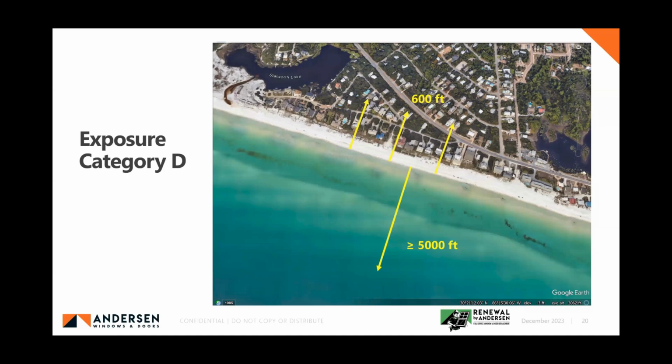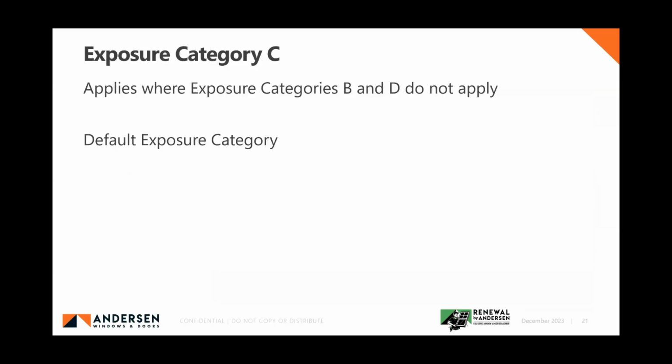Okay. So for exposure B, you have to have a certain amount of roughness around it. And exposure D applies if you're located near a large body of water with at least 5,000 feet of water exposure. If you don't meet any of these conditions, then you default to exposure category C, which, as we saw earlier in the design pressure comparisons, is kind of the middle of the pack. Exposure B, highest roughness, lowest design pressures. Exposure D, lowest roughness, highest design pressures.